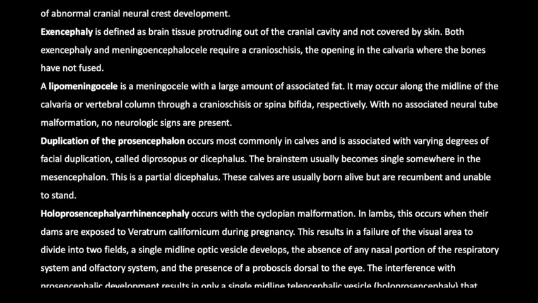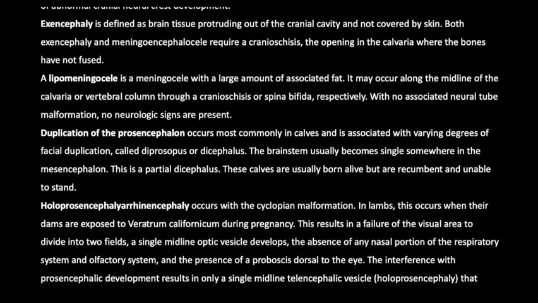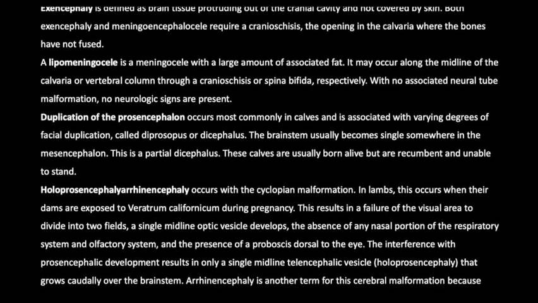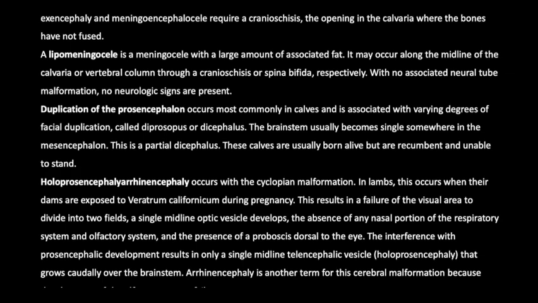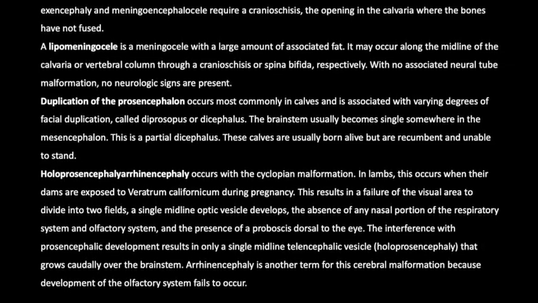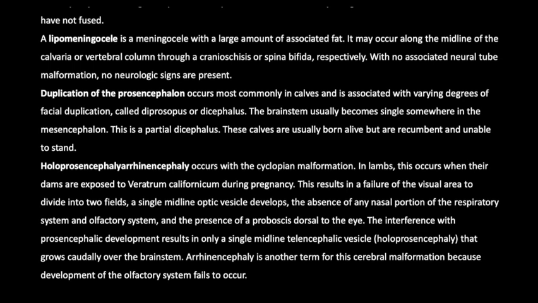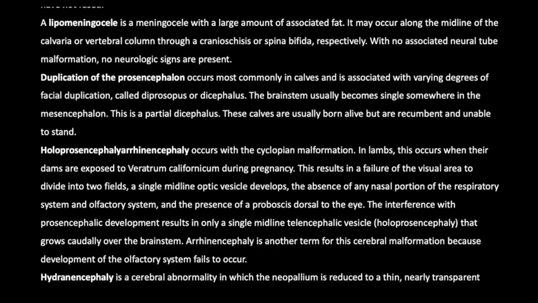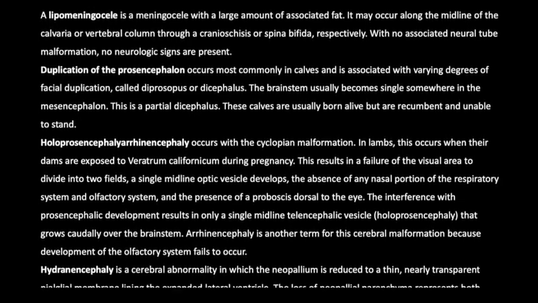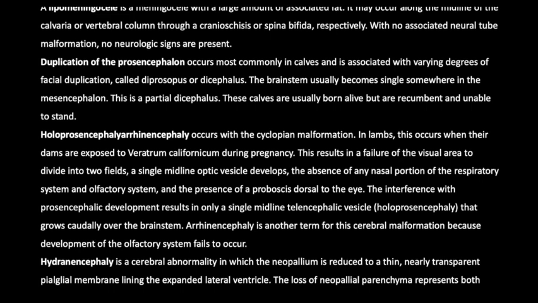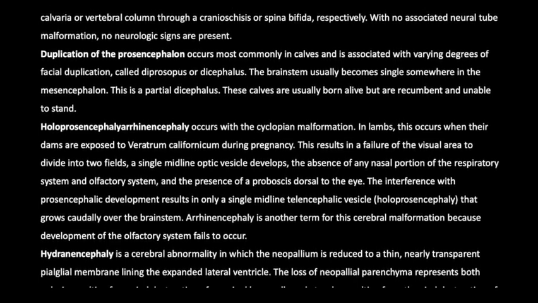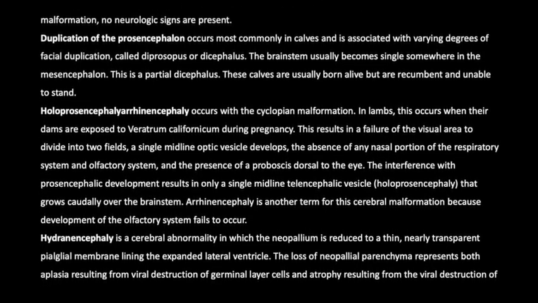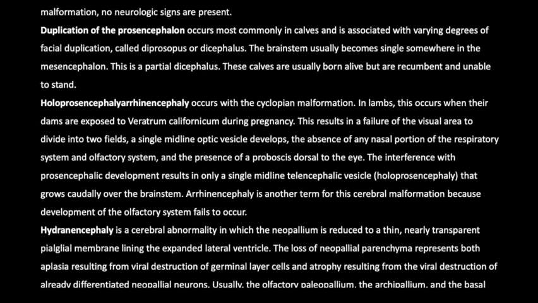A lipomeningocele is a meningocele with a large amount of associated fat. It may occur along the midline of the calvaria or vertebral column through a cranioschisis or spina bifida, respectively. With no associated neural tube malformation, no neurologic signs are present. Duplication of the prosencephalon occurs most commonly in calves and is associated with varying degrees of facial duplication, called diprosopus or dicephalus. The brainstem usually becomes single somewhere in the mesencephalon. This is a partial dicephalus. These calves are usually born alive but are recumbent and unable to stand.